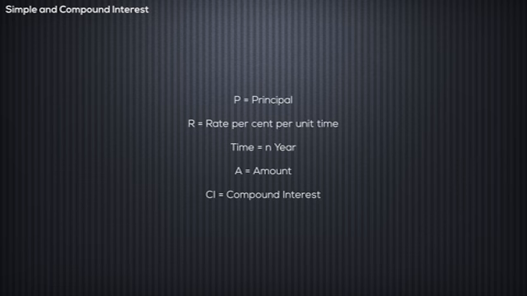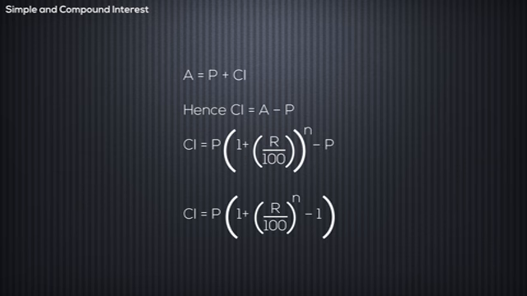If P is equal to principal, R is equal to rate % per unit time, n is equal to number of years, A is equal to amount, and CI is equal to compound interest, then when the interest is compounded annually, the amount after n years becomes as shown on the screen. We know that the amount in this case is the sum of principal and compound interest. Hence, compound interest can be derived as shown on the screen.